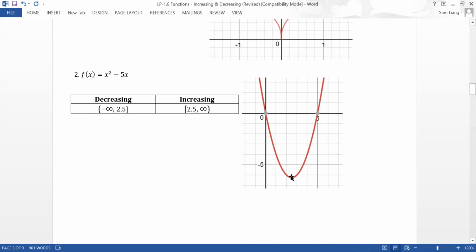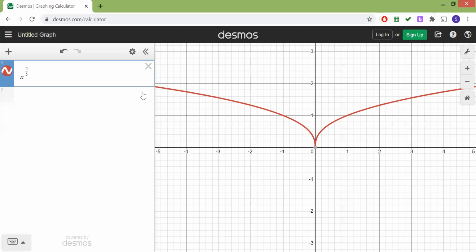And by the way, you can identify the local max, local min. In this case, it's a local minimum, right? Because it's a low value. That'll be essential to answering these questions. Okay, actually, let me show you this on Desmos as well. But here is the answer: negative infinity to 2.5, it's decreasing, and then 2.5 to infinity, it's increasing. So x squared minus 5x is our function here. Let me show you.